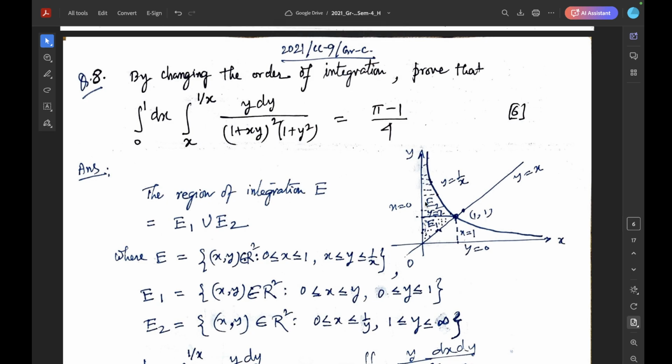Actually this graph: y equal to x is the straight line, and y equal to 1 by x is this part, one part of the rectangular hyperbola.